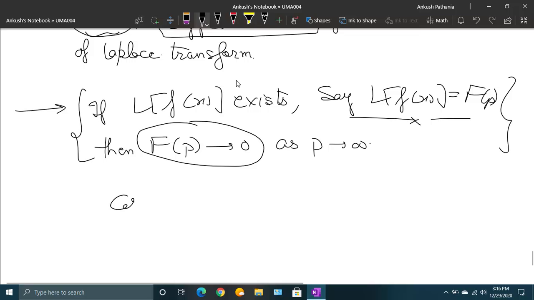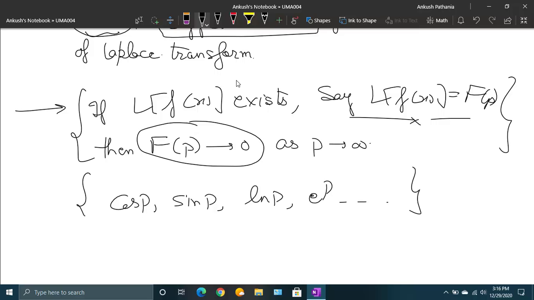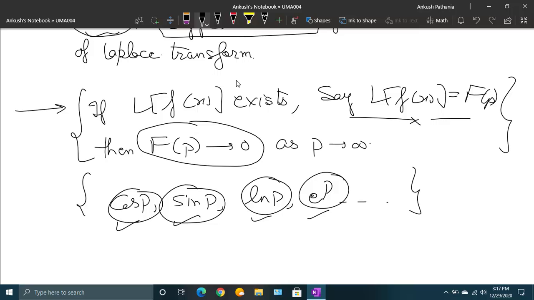So you will never get cos p, sin p, ln p, or e raised to power p as the Laplace transform of any function. You will not be getting that if you apply Laplace transformation on some function and you get the Laplace transform in this form. Why? Because they are not tending to 0 as p tends to infinity. So whenever Laplace exists, the Laplace transform always tends to 0 as p tends to infinity.